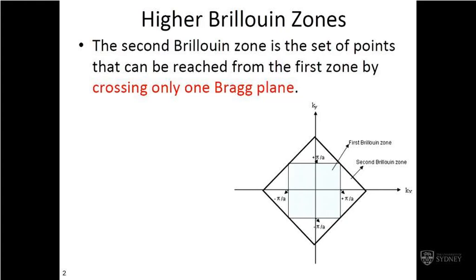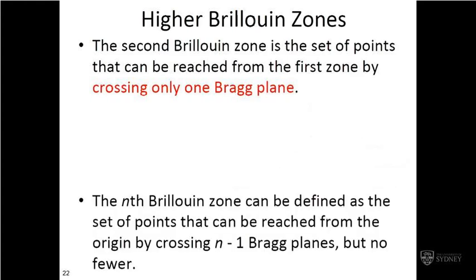Okay? And you can also think of the second Brillouin zone as the set of points that can be reached from the first zone. Here we are in the first zone. We can reach the second zone by crossing one Bragg plane. If you're here, this is a Bragg plane. You're only allowed to cross one, and there you are. You cross this one, and you are in this second Brillouin zone. And you can go third, fourth, fifth, and so on.